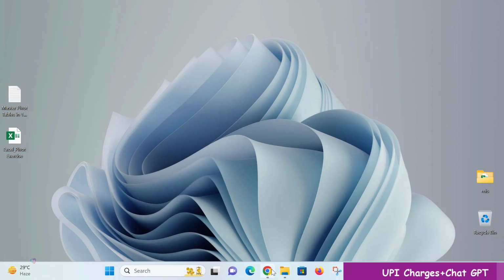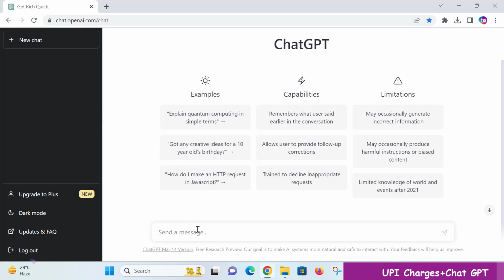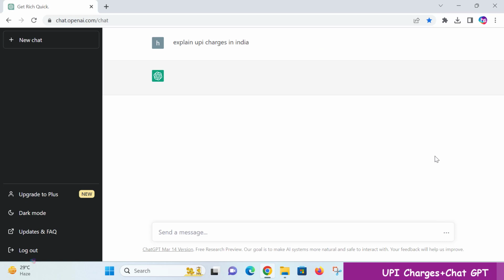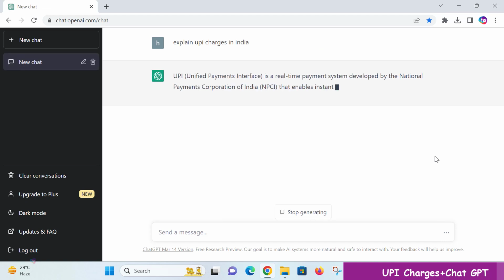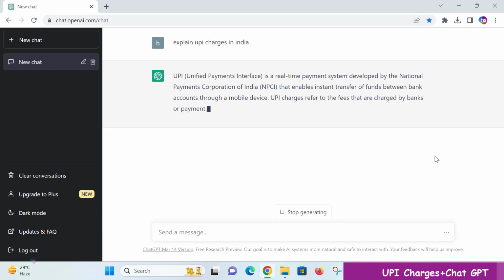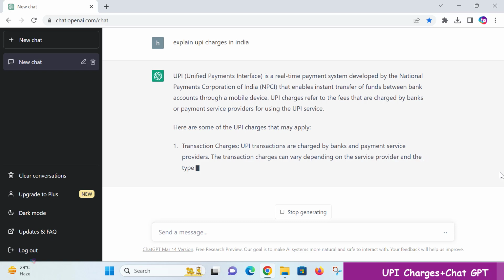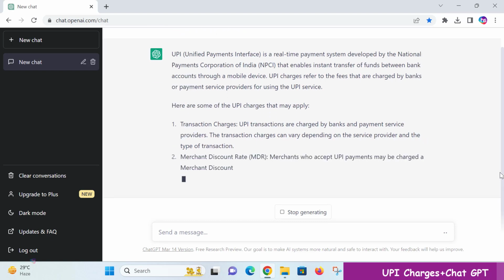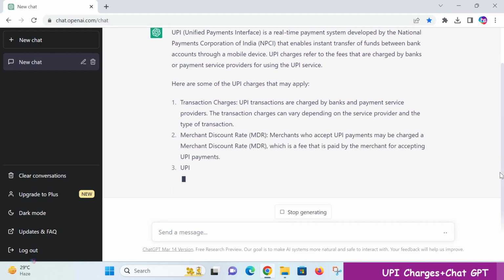Let's see. I'm just asking ChatGPT my query: Explain UPI charges in India. Let's see what the current scenario is and how the charges are going to be. I would like to know with the help of an AI tool. Yes, here is simple transaction information.